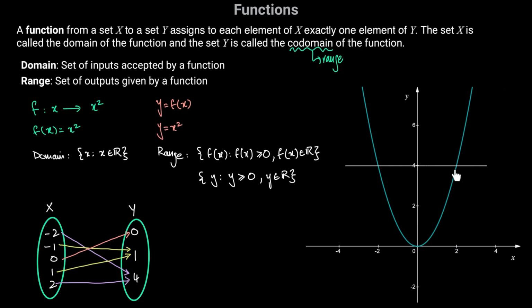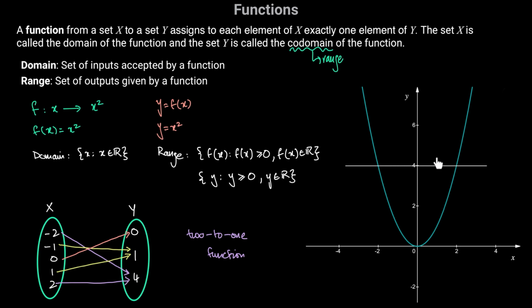If there's any horizontal line that I can draw that intersects this graph, or the curve, at more than one point, it is not a one-to-one function. In this particular case, we have a 2-to-1 function, and the reason why is because the horizontal line is intersecting the curve at most 2 points over here.